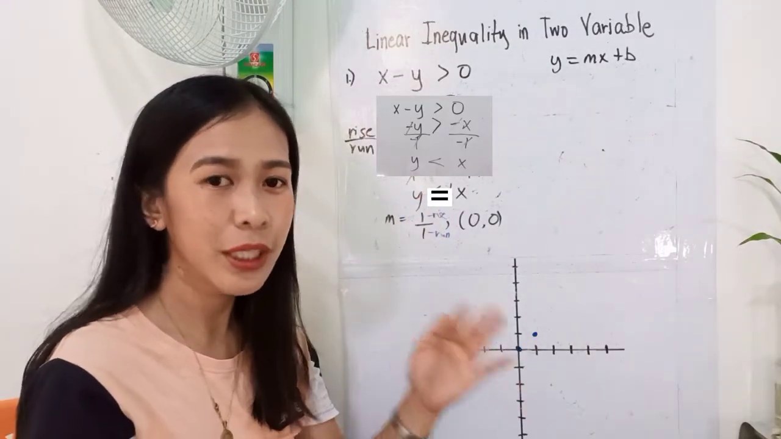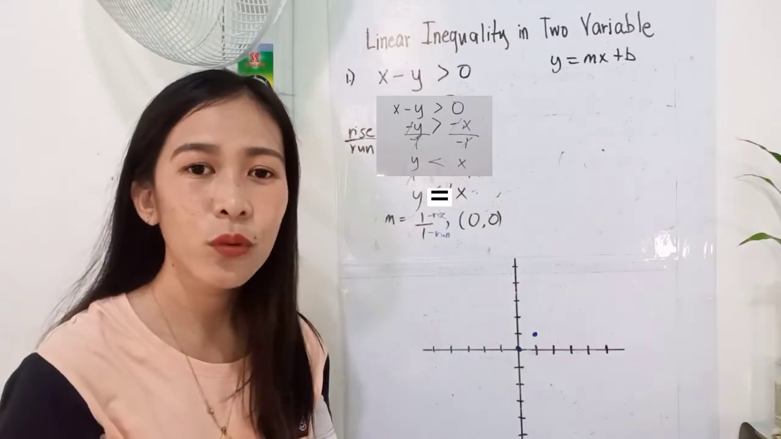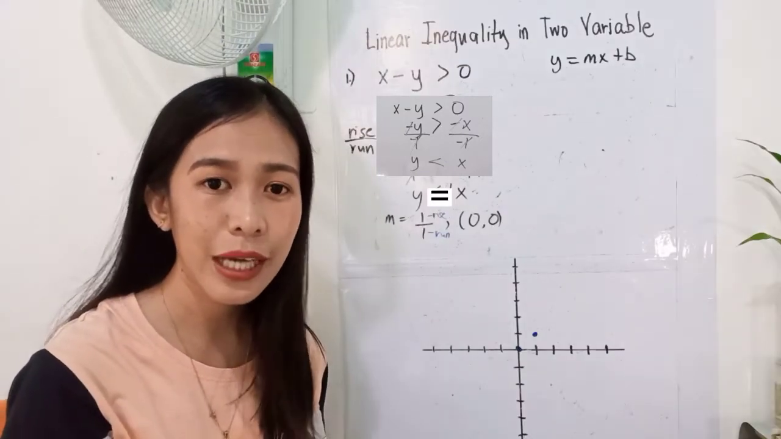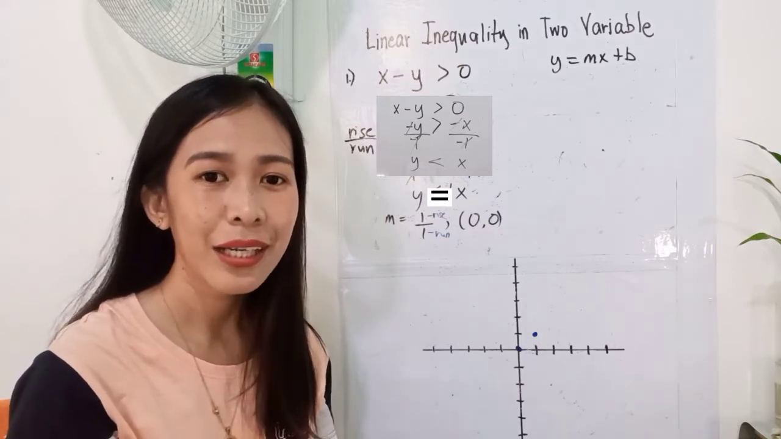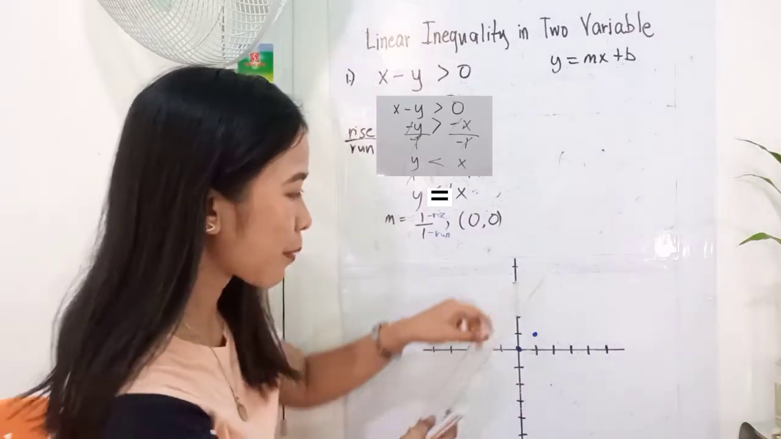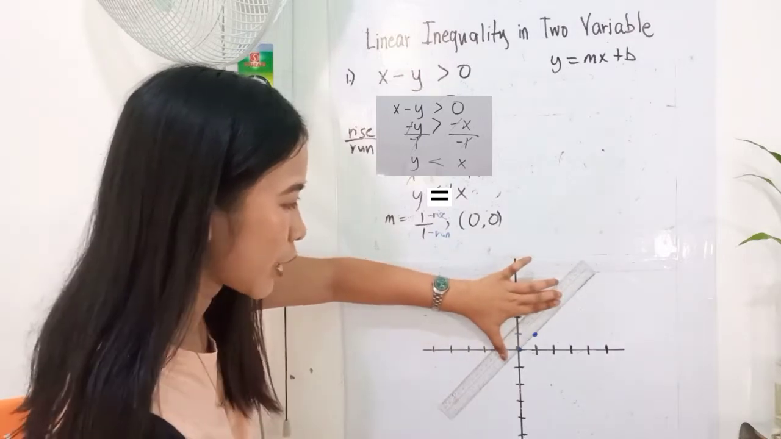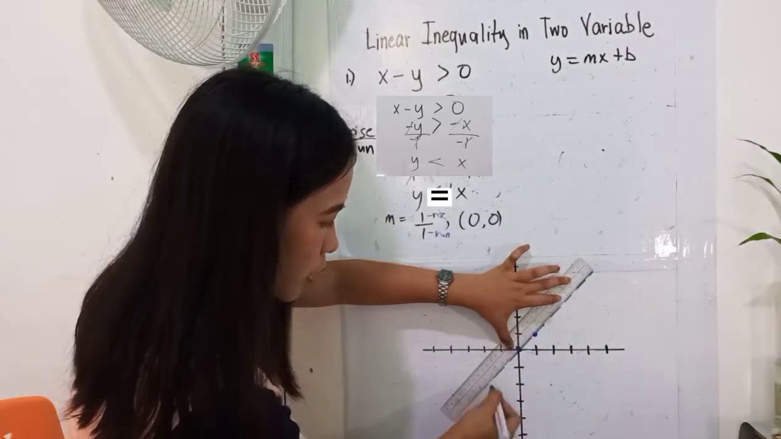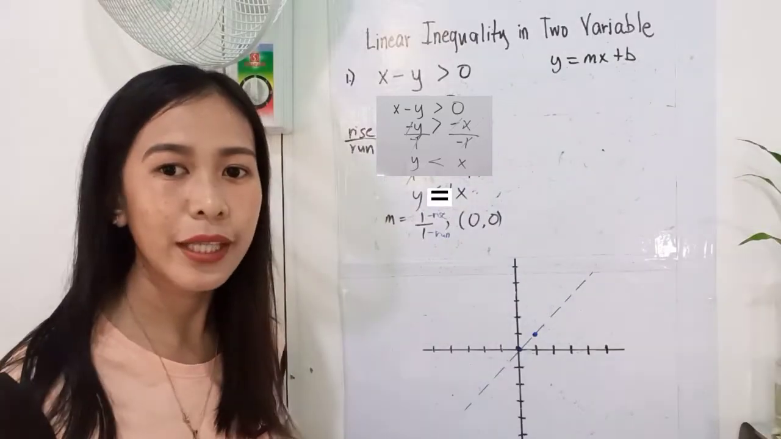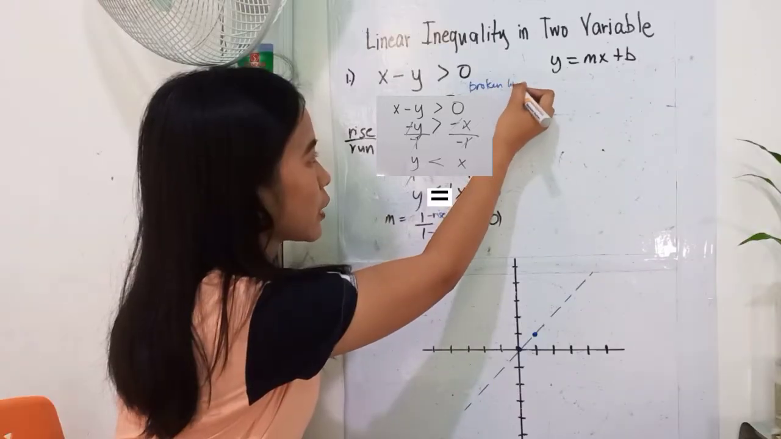So, sa properties na binigay ko kanina, kapag ang inequality ay less than or greater than, siya ay dotted line or broken line. Tama? Ibig sabihin, hindi kasali lahat ng point na meron dito. Wait, ido-drawing na lang natin. Yan. Broken line yan. So, we have a broken line, or dotted line.